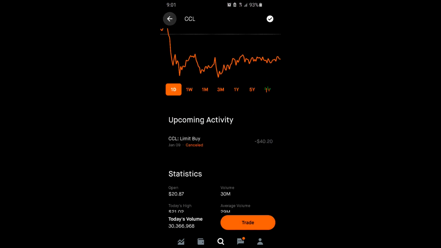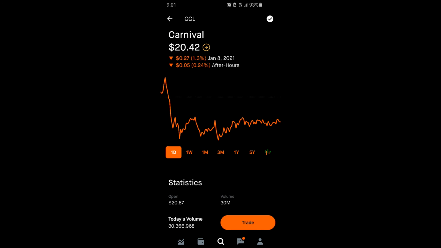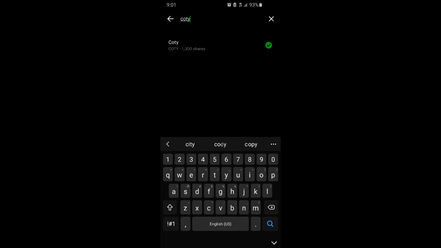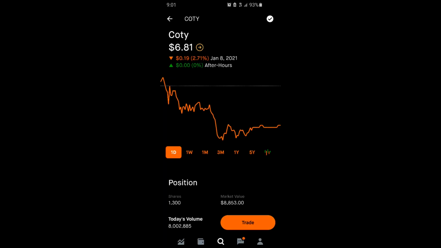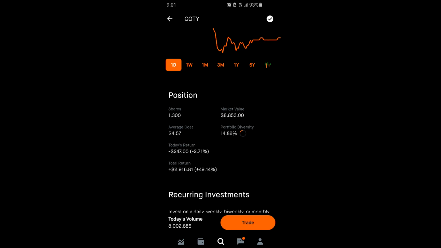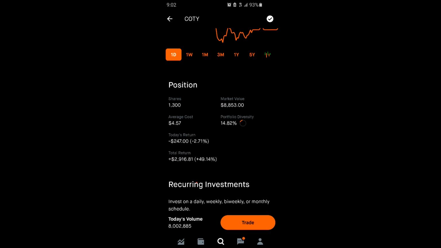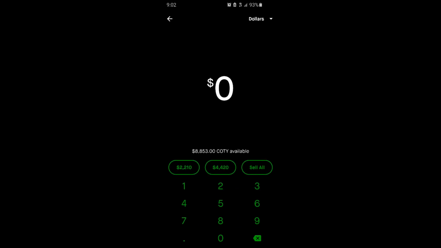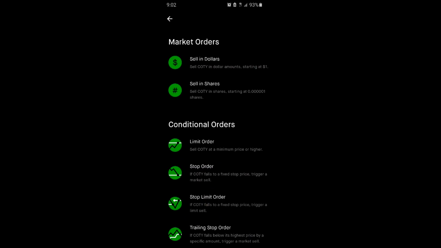So I always do limit orders, even when I sell it, same thing. So I'll go ahead and show you an example for a limit order sell. So I know I got shares of a company called Coty, and I got 1,300 shares of it. You can see I got pretty good return right now, almost 3 grand. And so let's say I want to go ahead and sell it now. So I'll go back to my trade button. Now you see 3 options: the buy, sell, and trade options. So I want to sell it, and then back to the top right corner, now it says limit order.